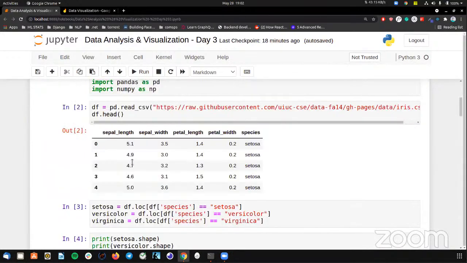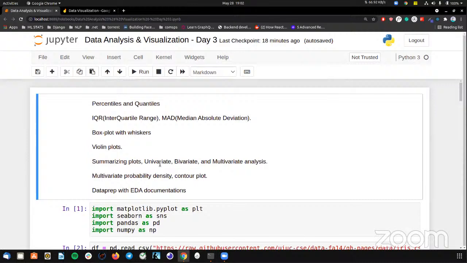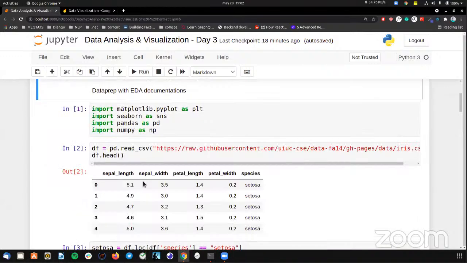The next topics we will be covering tonight are percentiles and quantiles, interquartile range, median absolute deviation, box plot whiskers, and whatever else is written there. Okay, so let's get started.